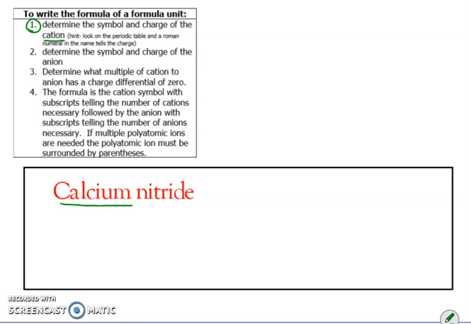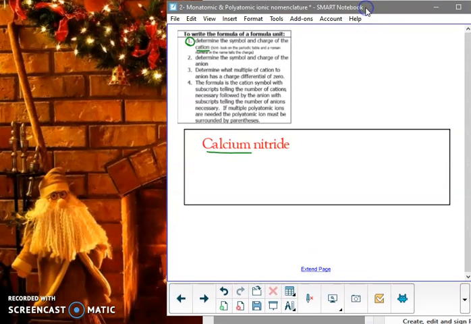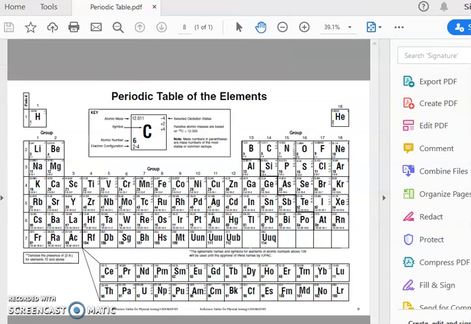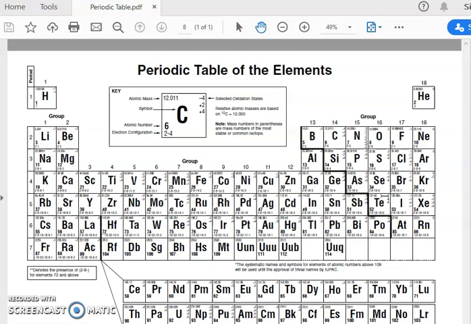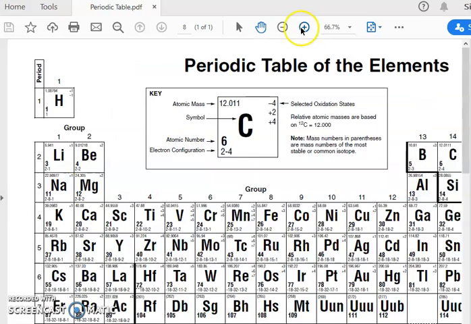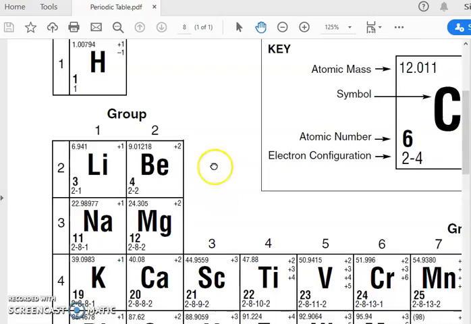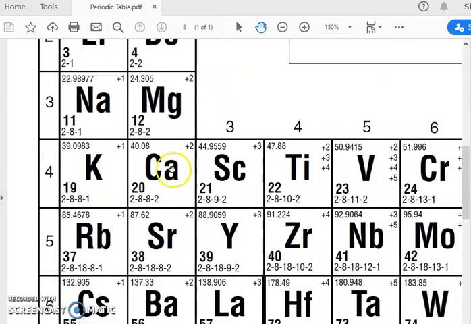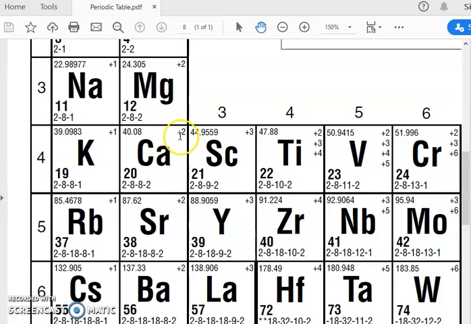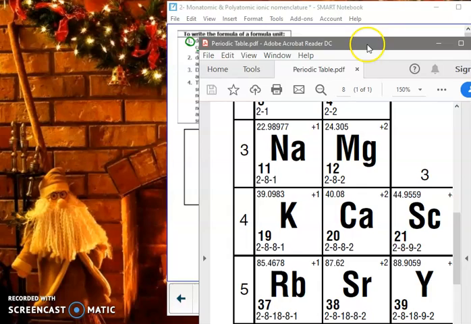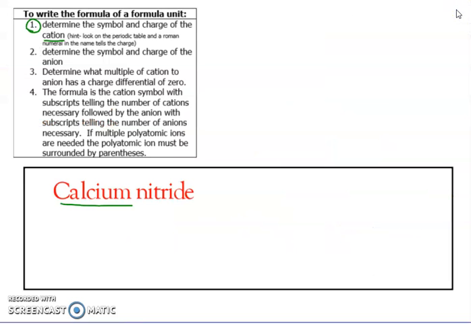Calcium is the cation. So to do this, you're going to look on your periodic table. All right, open the periodic table. We find calcium. It's over here. So let me zoom in so you can see a little more clearly. And the symbol for calcium is Ca. The charge, the selected oxidation number, is a +2. So this says to write the symbol and charge for calcium. So symbol is Ca. The charge is 2+.